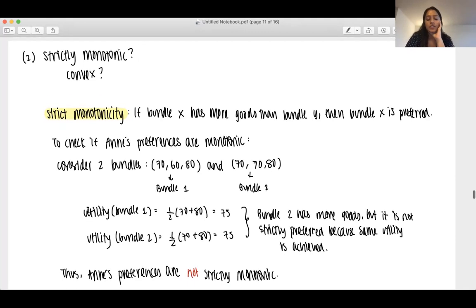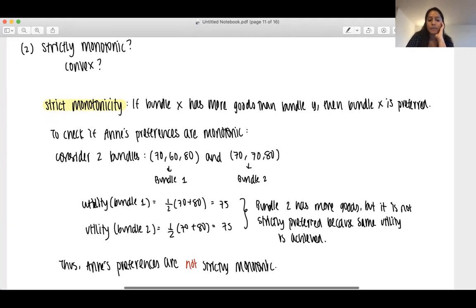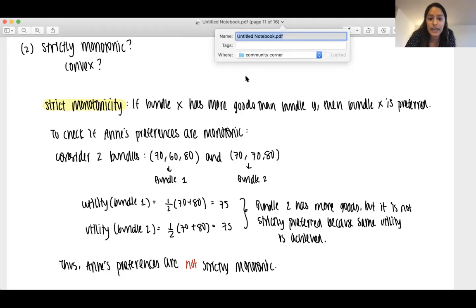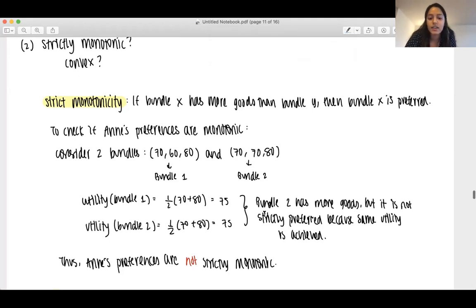So what I wanted to do is derive the utility for both bundles. For bundle 1, we already know that it's 75, but I wrote it out again just so that you can see how. And for bundle 2, it's also 75 because it's the same 2 scores that we're using, 70 and 80. And now here's the explanation. When they say explain, you need to write out an explanation and not just do the math.